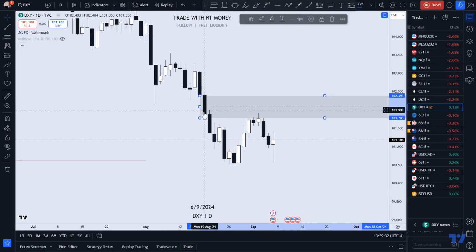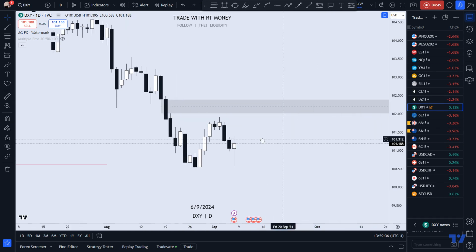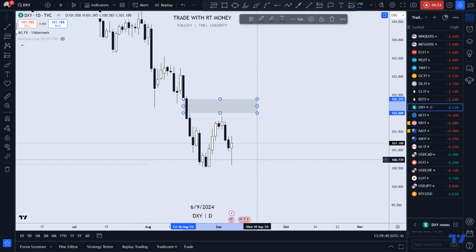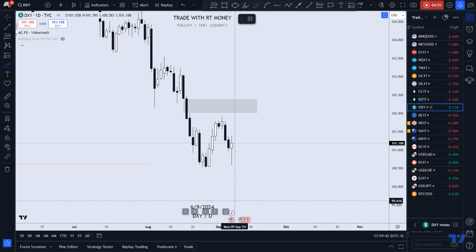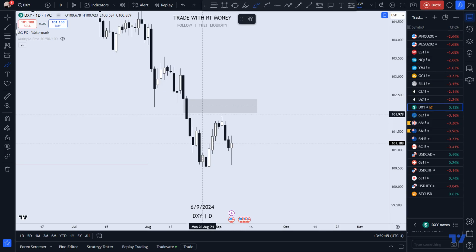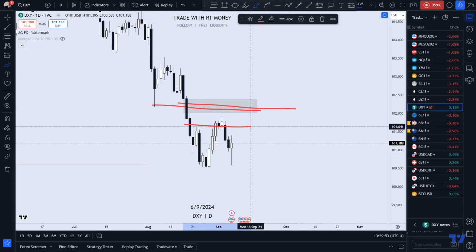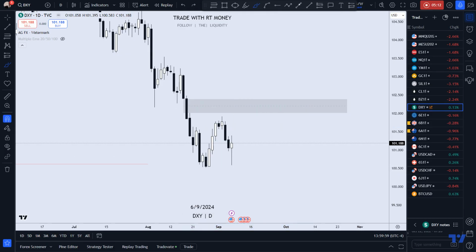Here is the daily fair value gap that is left behind. What do I expect to happen here? We did not reach that bearish fair value gap. What I want you to note is as price rejected from the weekly fair value gap, from here to about here, price came up to that weekly fair value gap and came down.